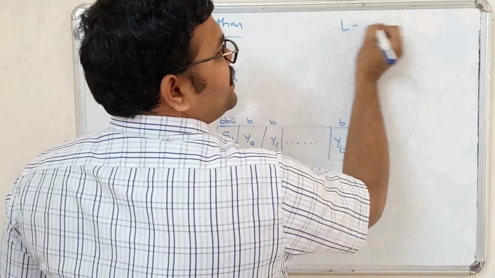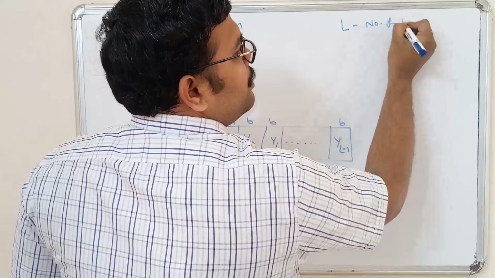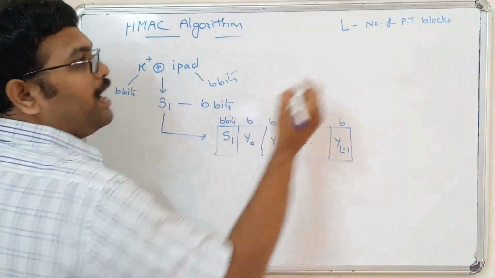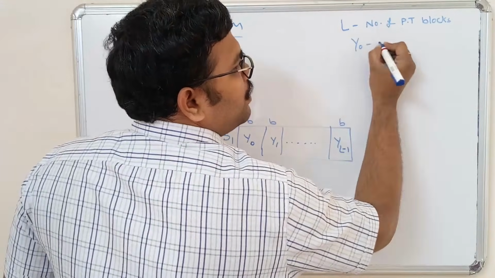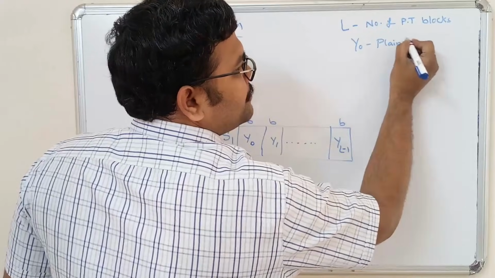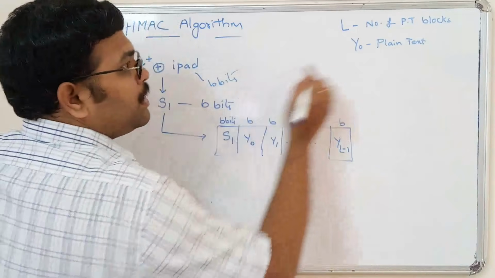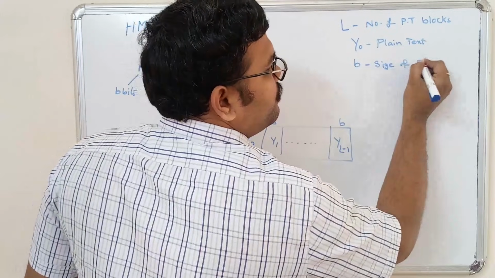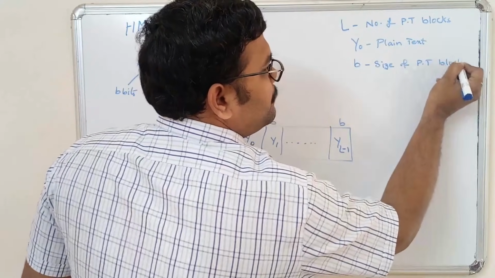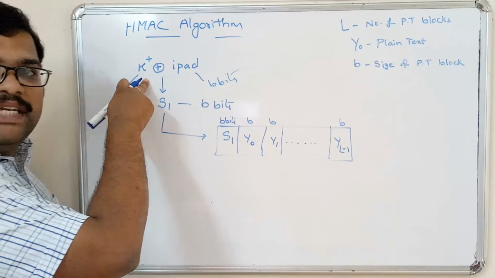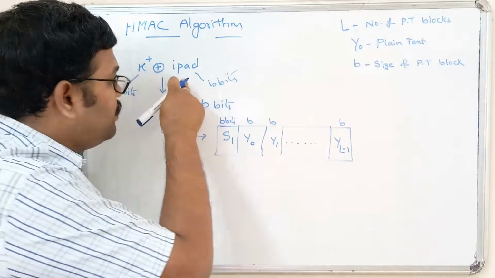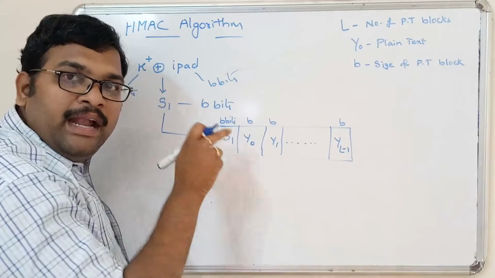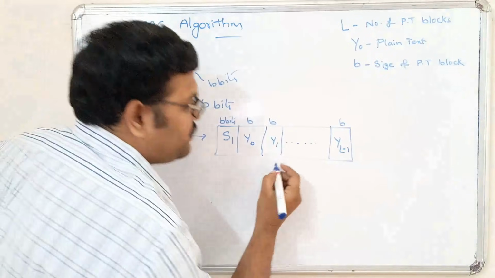Here L represents the number of plain text blocks, Y represents the plain text, B represents the size of the plain text block, and K plus we have seen earlier, iPad we have seen earlier. So this S1 should be appended with the plain text message, and now we have to apply the hash function.